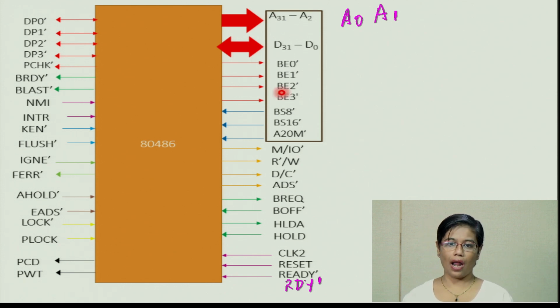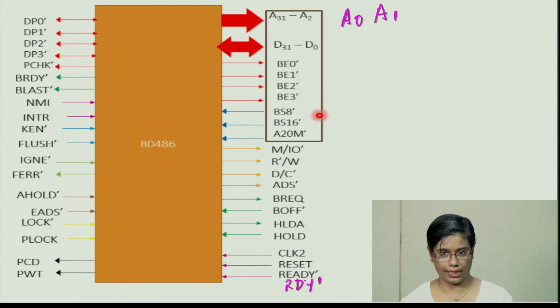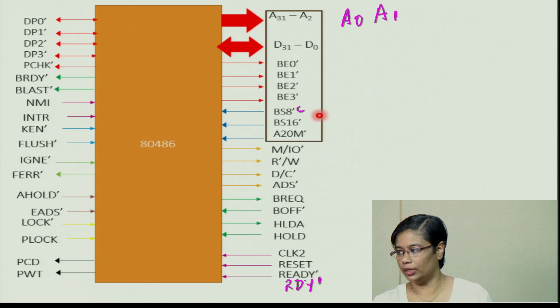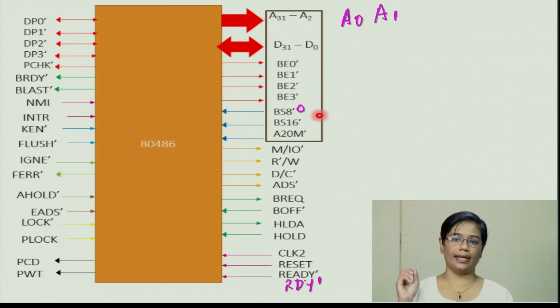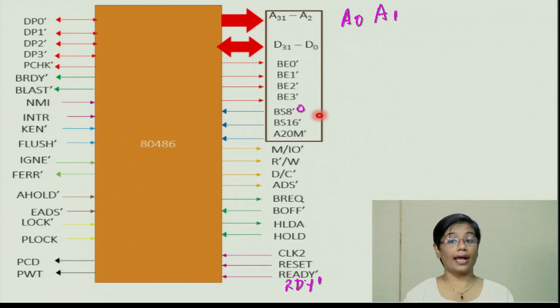Now you can see there are a few more signals which I have classified under the address and the data lines. The first signal is called bus size 8. It's a low active signal. If I connect this signal to ground or I make bus size 8 zero, then it means that only the data lines D0 to D7 are going to be active, meaning that I have an 8-bit data bus externally. The processor remains a 32-bit processor, but all data transfers are going to be 8-bit data transfers.